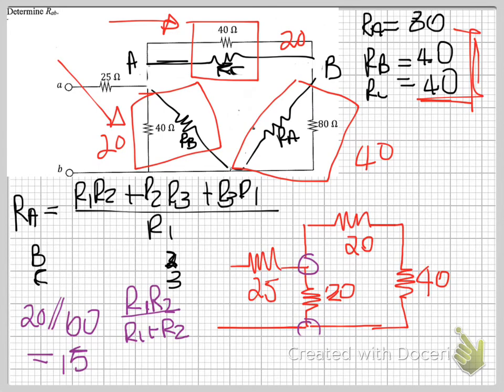Now we can determine the resistance as seen through terminals A, B, because we have found the resistance on this side to be equal to 15, right? So now the total resistance seen through the terminals A, B is 15 plus 25, giving you 40. That is the answer to the question.